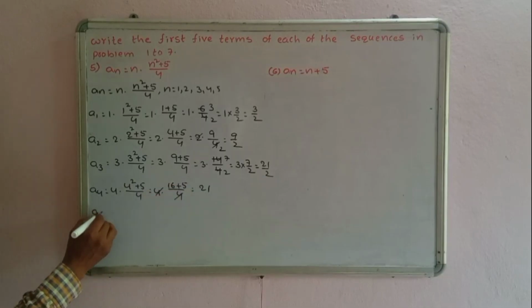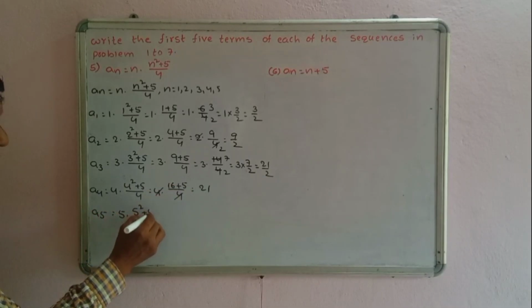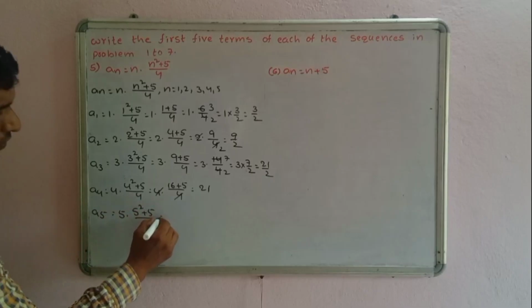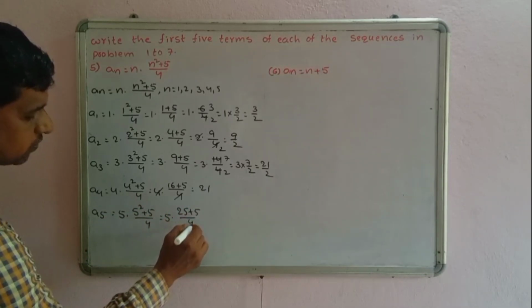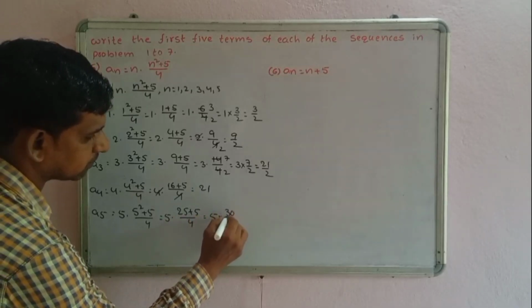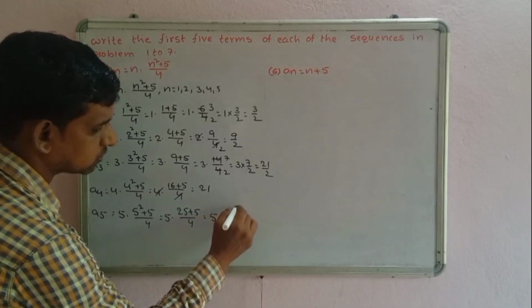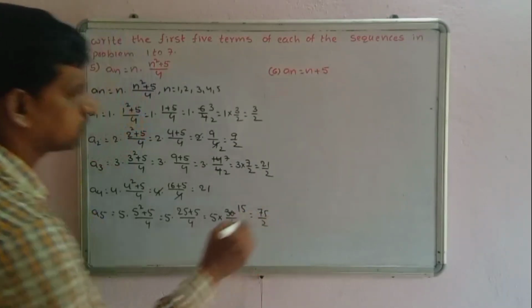Last one is A5. So 5 into 5 square plus 5 by 4. So 5 into 5 square value 25 plus 5 by 4. Okay. So that equals 5 into 25 plus 5 is 30 by 4. 2 times 2, 15 times. 15 5 is 75 by 2.